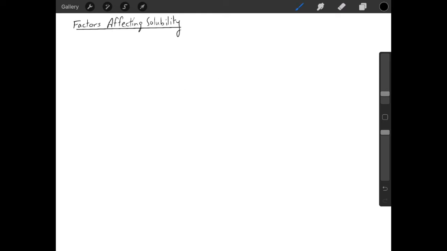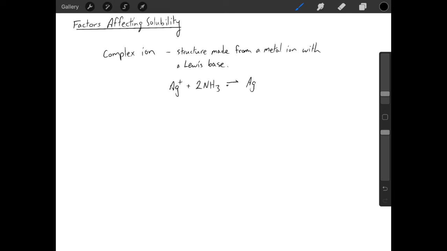The final factor affecting solubility that we're going to be talking about is the presence or formation of a complex ion. So a complex ion is just a structure or some material made from a metal ion that reacts with a Lewis base. So a common example would be silver ions and ammonia. This is technically an equilibrium reaction, but the K values for the formation of these complex ions is enormous.